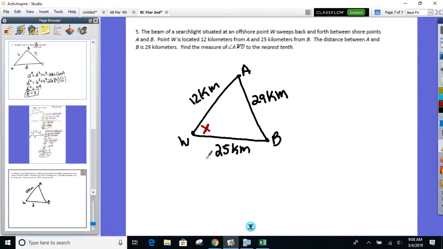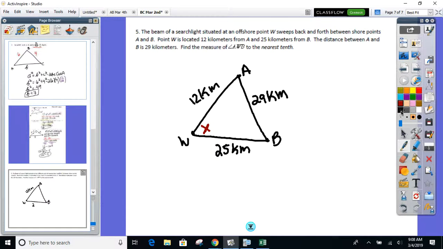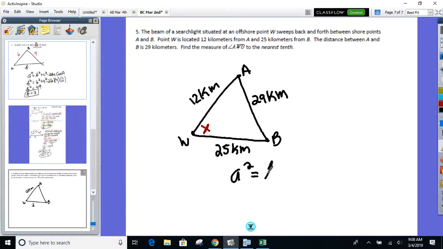No law of sines, I don't have enough angles. So law of cosines, you and your group. I got to have you do something on your own today. So go ahead, you and your group. Rounding directions changed here, not going nearest degree.